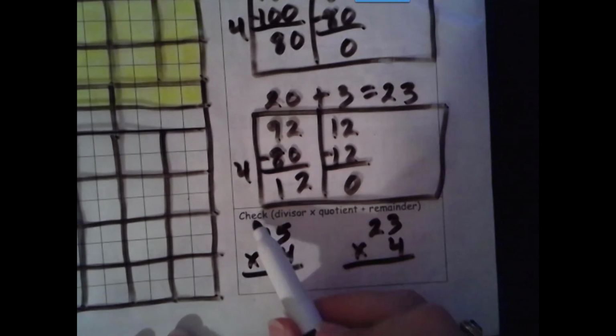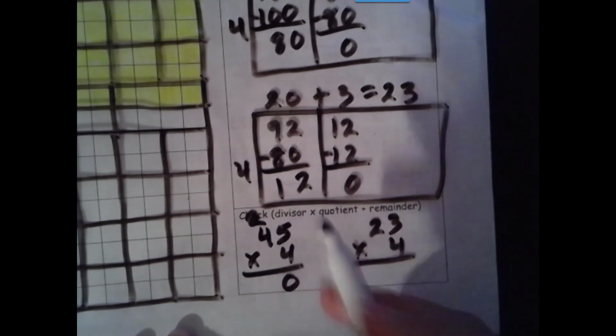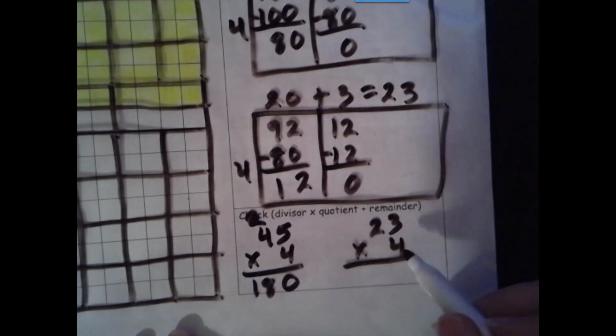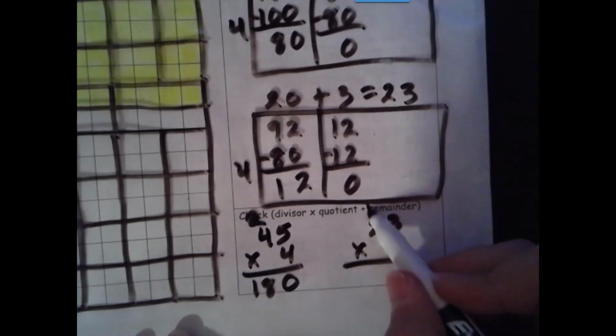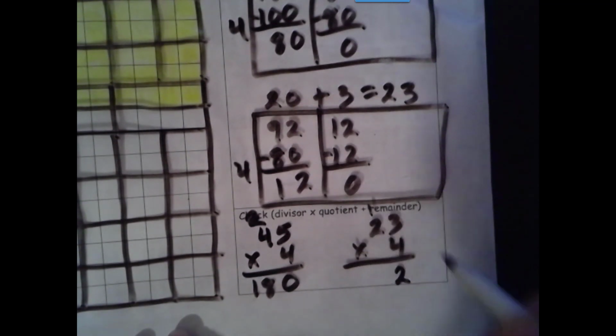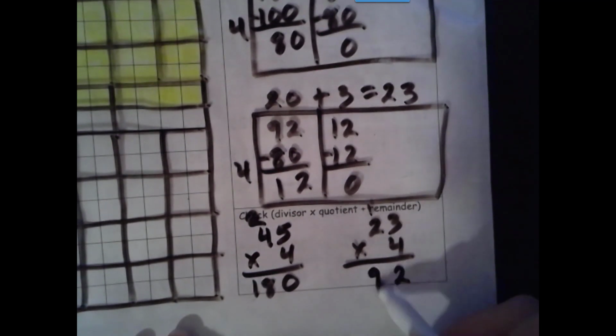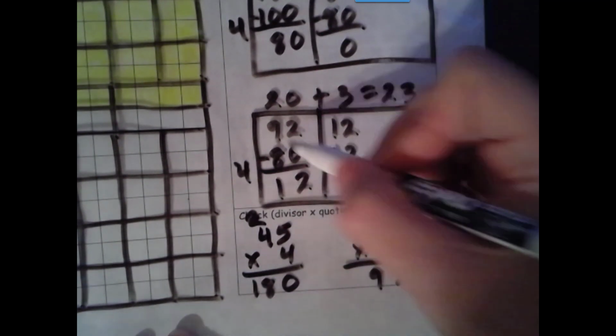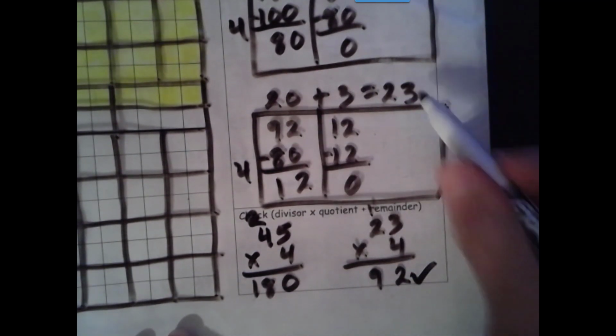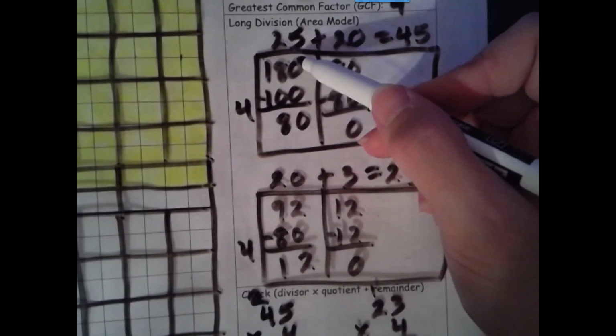4 groups of 5 is 20. 4 groups of 4 tens is 16 tens plus 2 more is 18 tens. 4 groups of 3 is 12. 4 groups of 2 tens is 8 tens plus 1 more is 9 tens. So 92, that matches our dividend. So 23 is definitely our numerator. 180 matches our dividend. So 45 is definitely our denominator.